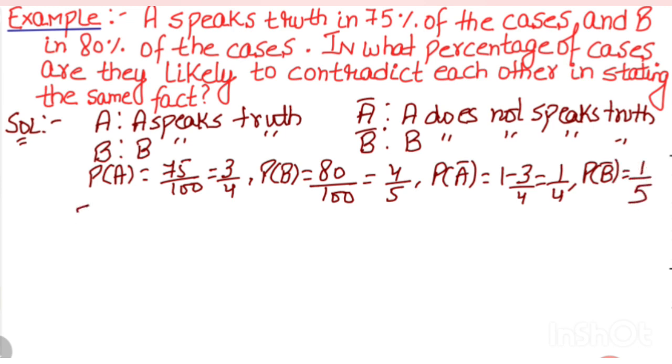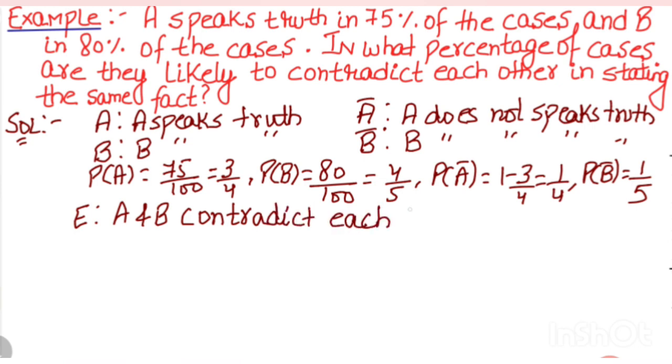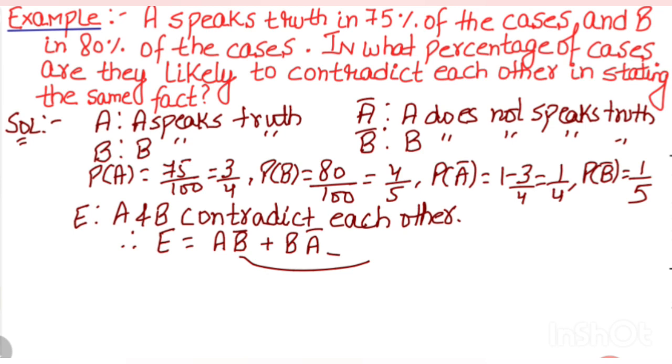Now event E is such that A and B contradict each other. I need to find the probability of this event E. Obviously, they will contradict each other when one of them speaks the truth and the other does not. So event E equals A speaking truth and B not speaking truth, plus B speaking truth and A not speaking truth. And these two events are mutually exclusive events here.